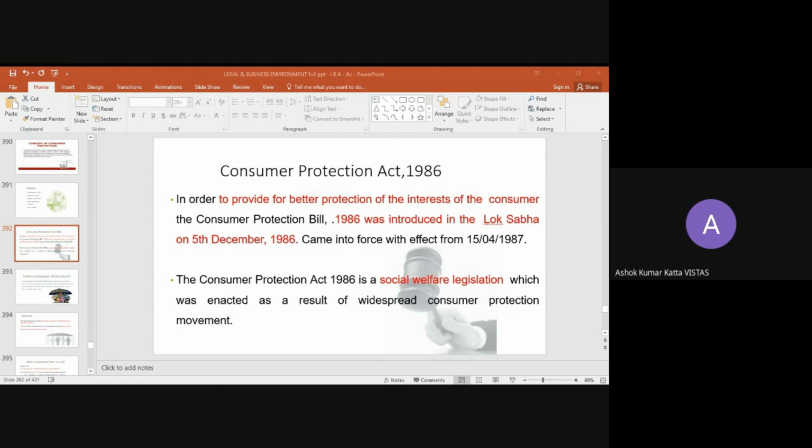At last, they passed a bill in the Lok Sabha on December 5th, 1986, but it was enacted and came into force in the month of April 1987. But anyway, the bill was passed in the year 1986, so we will be calling it the Consumer Protection Act 1986, only for that introducing year.